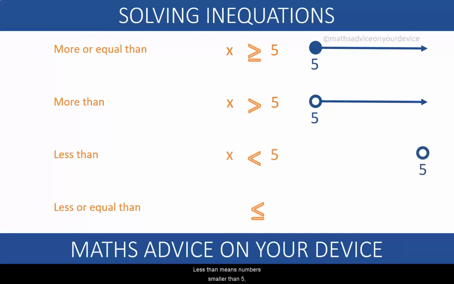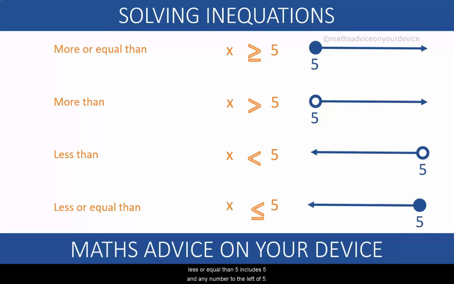Less than means numbers smaller than 5, so they are to the left of 5 on the number line. Last but not least, less or equal than 5 includes 5 and any number to the left of 5.